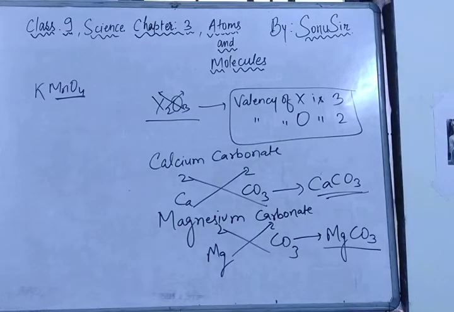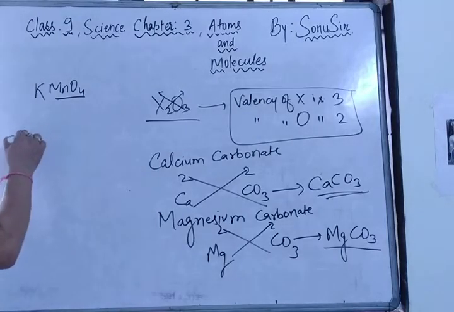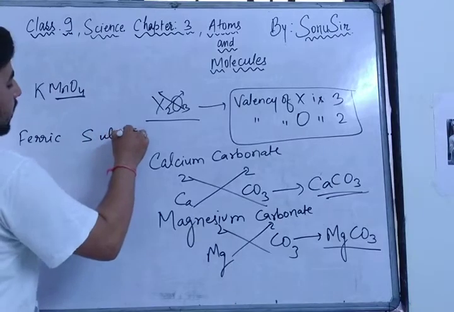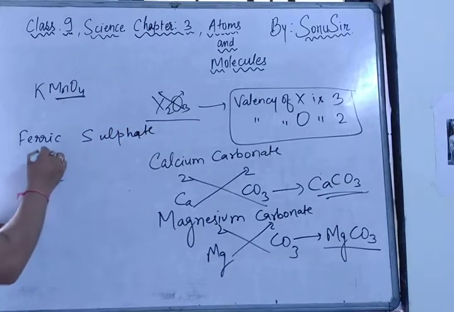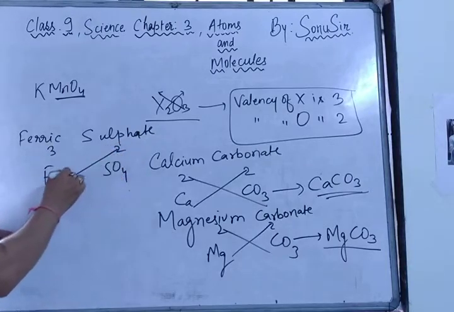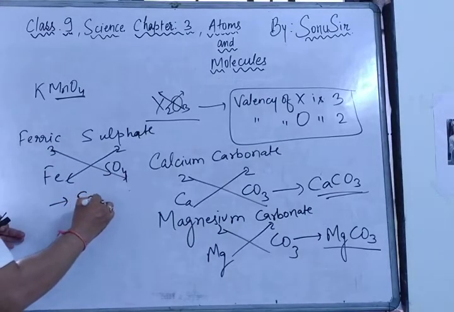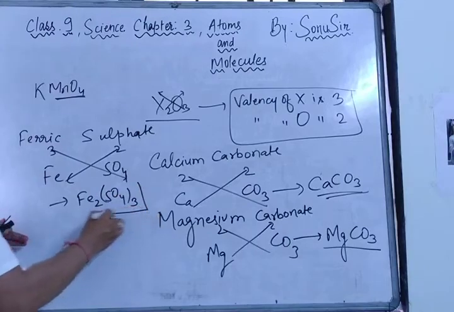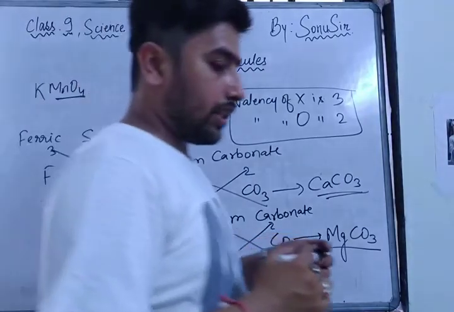If I talk about ferric sulfate or ferrous sulfate, remember ferric sulfate. This is the name, ferric sulfate. Remember, when we talk about ferric iron, the valency will be 3 and sulfate SO4 valency will be 2. So this 2 will come here and this 3 will go there. What will be the chemical formula? Can you tell me? Fe2(SO4)3. So this is the chemical formula of ferric sulfate.